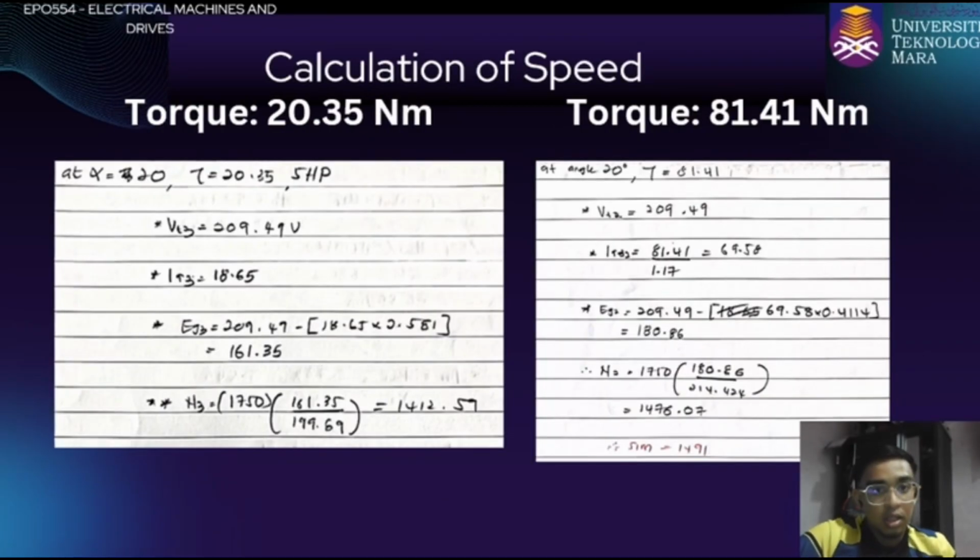Next, this is the calculation of speed. On the left is the calculation for firing angle 20 degrees using torque 20.35 Newton meter. And on the right, also firing angle 20 degrees, but using torque 81.41 Newton meter. We also use firing angle 30 degrees. The calculation is just the same as for 20 degrees.